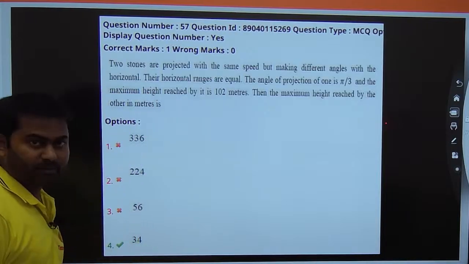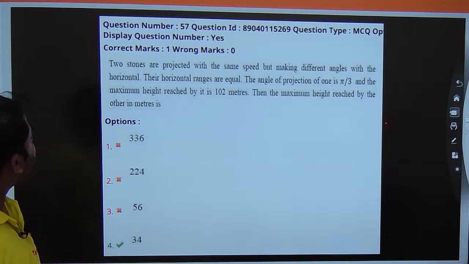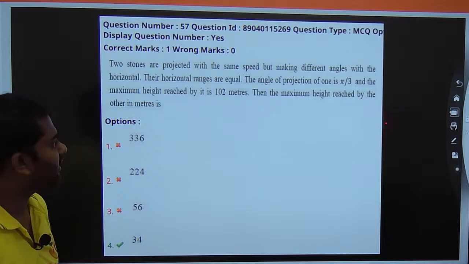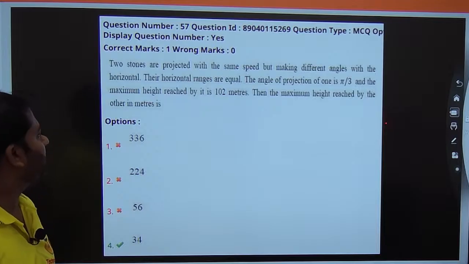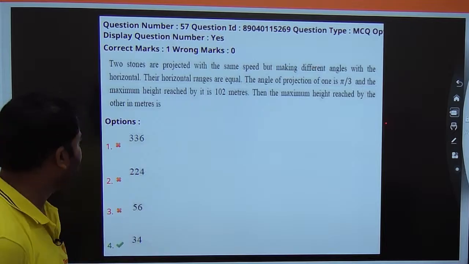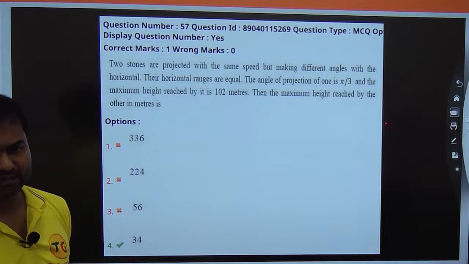In this question number 57, it is given that two stones are projected with the same speed but making different angles with the horizontal. The horizontal ranges are equal. The angle of projection of one is pi by 3 and the maximum height reached by it is 102 meters. Then the maximum height reached by the other, in meters, is basically what? A, B, C, D options are there. Let us do the calculation and get the answer.